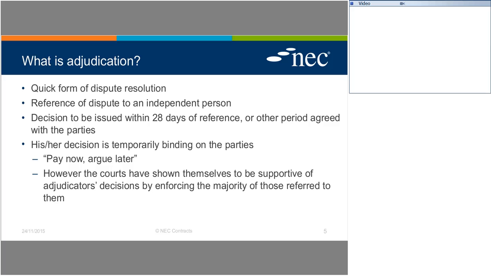Occasionally, adjudicators' decisions are not enforced, usually for lack of jurisdiction or for the adjudicator's failure to follow the rules of natural justice.